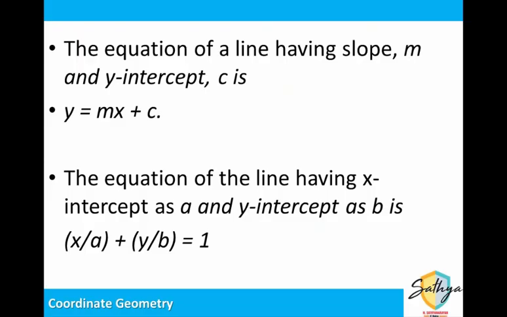Now, y = mx + c is the equation of the line when we know the slope m and we know the point where it intersects the y-axis, that is the y-intercept called c. If it intercepts the x-axis at a and the y-axis at b, then the equation of the line is x/a + y/b = 1.